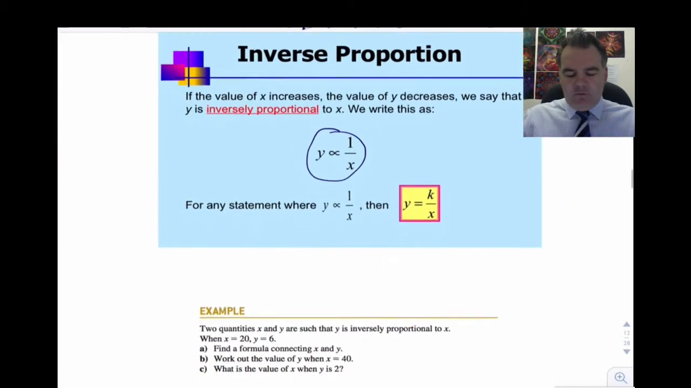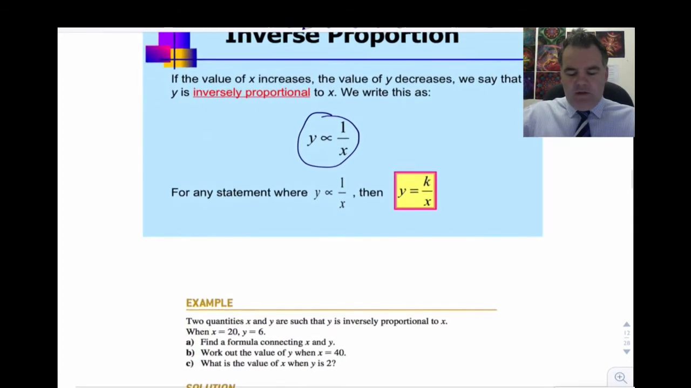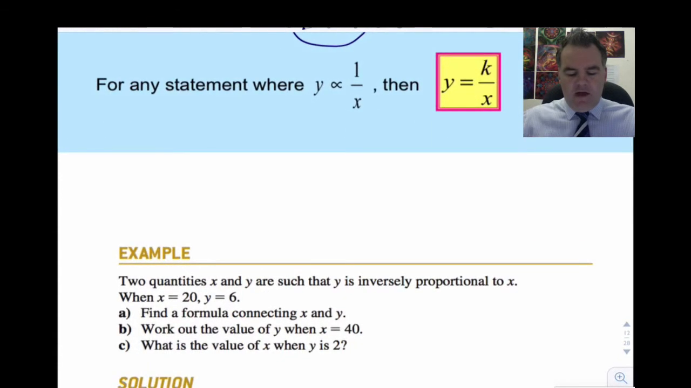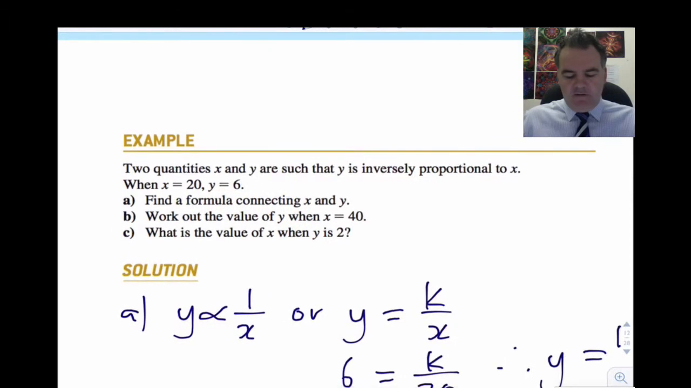So similar to the last question, let's look at this example here. If two quantities x and y are such that y is inversely proportional to x, in other words, y is equal to k over x, when x is 20, y is 6. That's going to help us define what the value of k is, and then we can work out the values of the other variables. So I've gone ahead and done this.